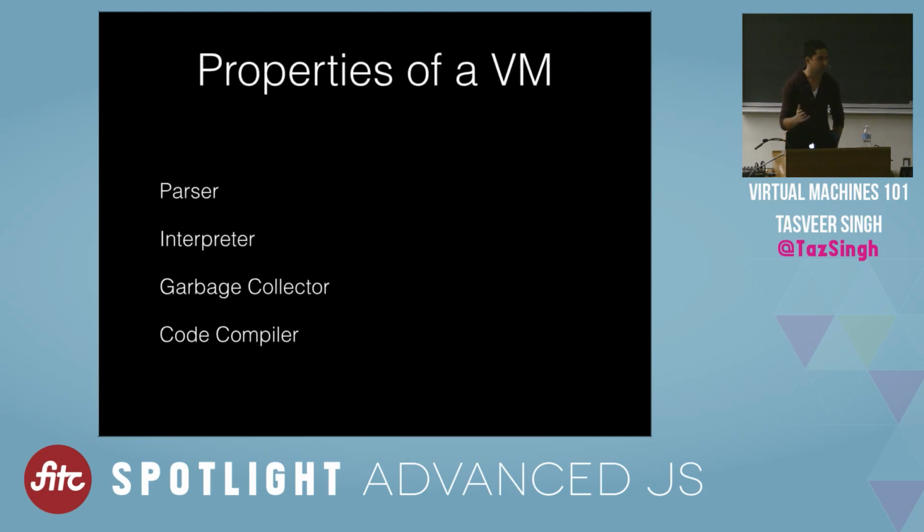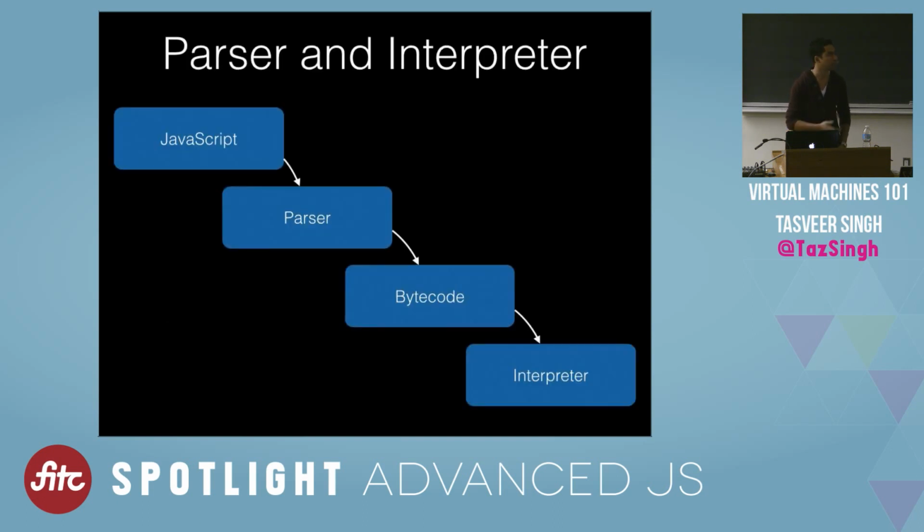Cool, so what are the properties of a virtual machine? Virtual machines are made up of a parser, an interpreter, a garbage collector, and a code compiler. So to go over the parser and interpreter, this is essentially what it looks like. You have your JavaScript code. It gets parsed by a parser, which tokenizes your JavaScript, figures out what you're trying to do, and converts everything into an abstract syntax tree. That gets converted to bytecode. So bytecode is what a virtual machine understands. It takes that bytecode and puts it through an interpreter, which will then generate machine code.